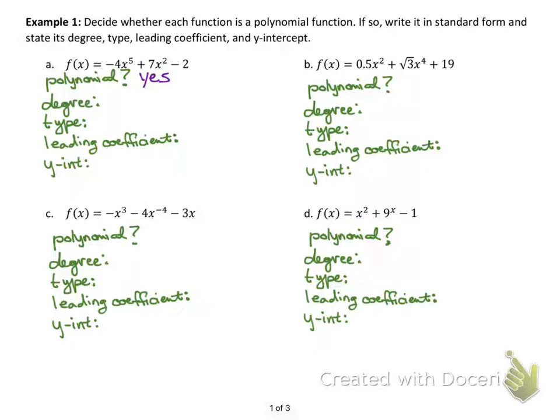The degree is the highest exponent. The highest exponent here is 5, right? And we put it in standard form, so it happens to be the first one there. So it's a degree of 5. So we're going to call this a fifth power.